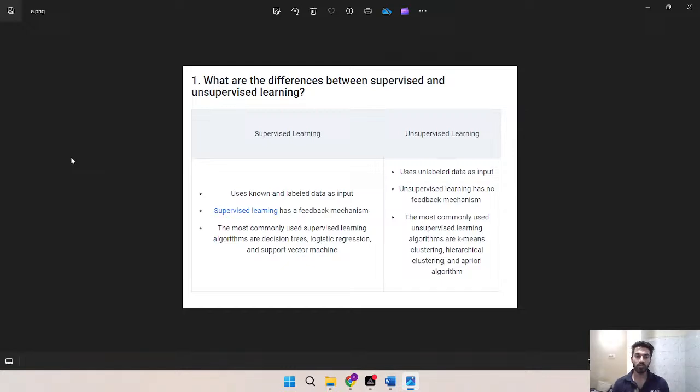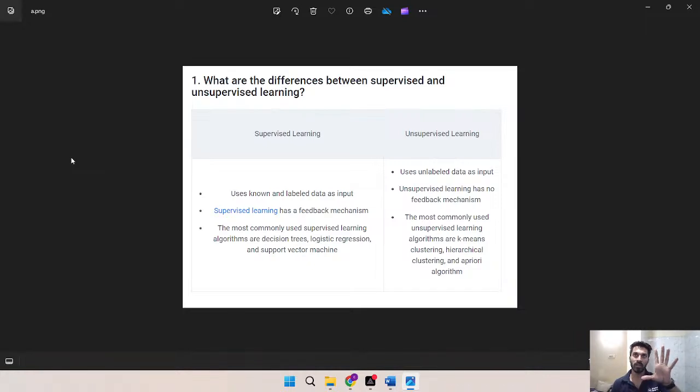This is the first question, and I think if you go for interviews, then in 50% of interviews they will ask you this question. This is the basics of everything. So now let us start. What is the difference between supervised and unsupervised learning?